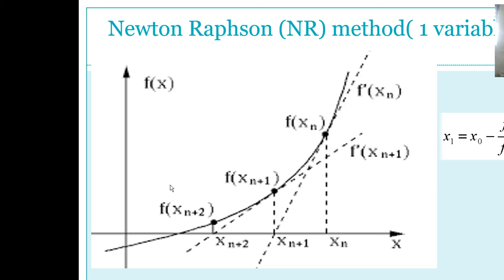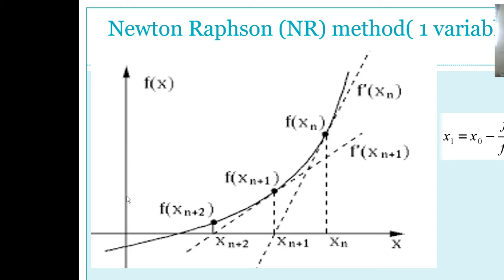This continues again at x_{n+2}. We can evaluate the function value, we can draw the tangent, we can evaluate the slope of the tangent, and where the tangent cuts here, we can realize that as compared to the initial starting value, we are gradually moving towards the actual root, which is the cutting of this function line with the x-axis.